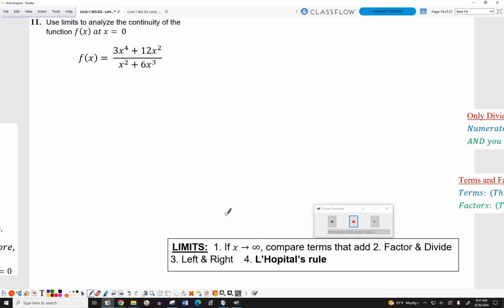Okay, 11 doesn't say anything about asymptotes. It does have the exact same wording as the buff packet. It says to analyze the continuity. So on the buff packet, this is what you would have done. You would have written down right away, we need to find the limit as x approaches 0 from the left of this formula called f. That's exactly what you would have written. So write that down. It's exactly like the buff.